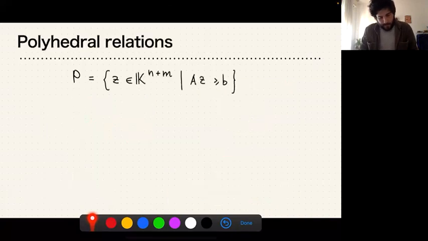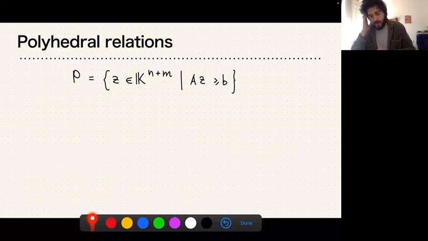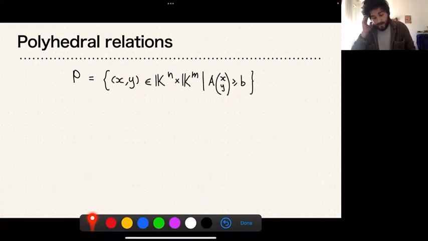Okay, polyhedral relations. So I recall to you that a polyhedron, in one of its many descriptions, is the set of solutions of this system of inequalities. We can look at it as a relation, meaning that we can look at this vector z in k to the n plus m as a pair of vectors x and y in k to the n times k to the m. But basically, it's the same polyhedron.